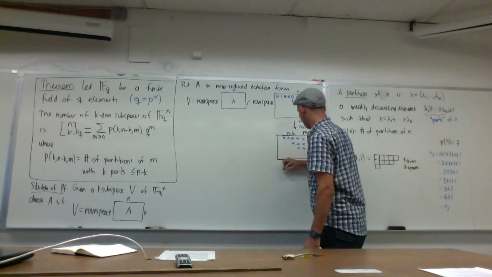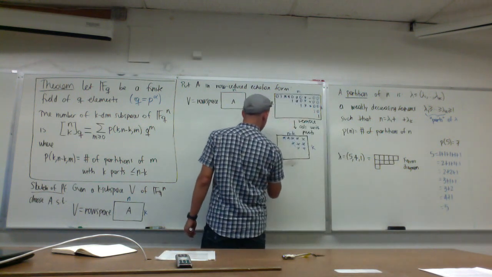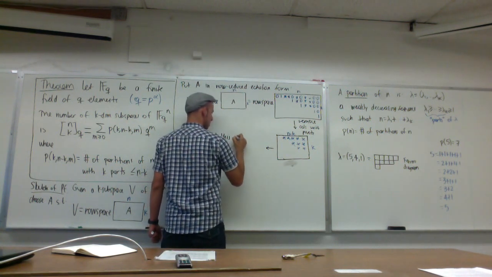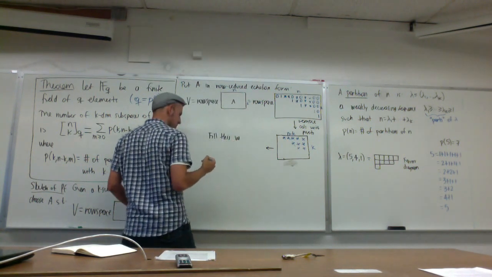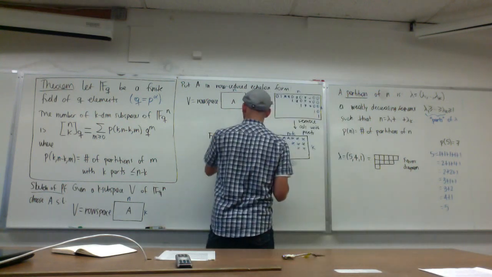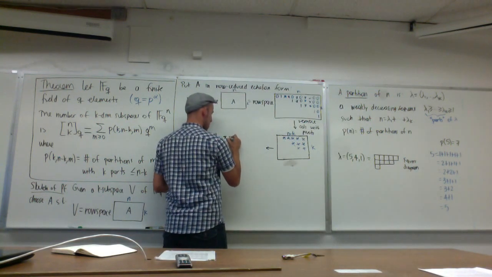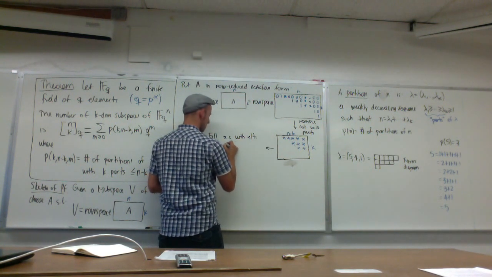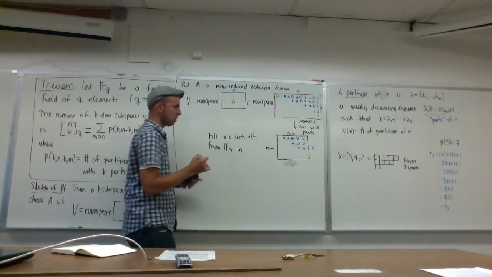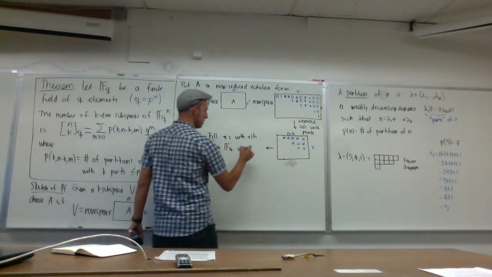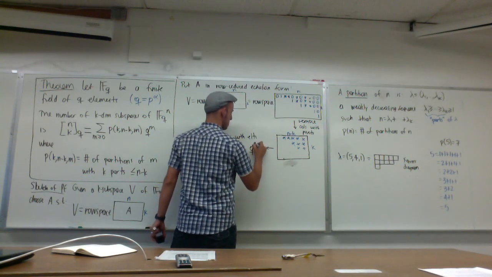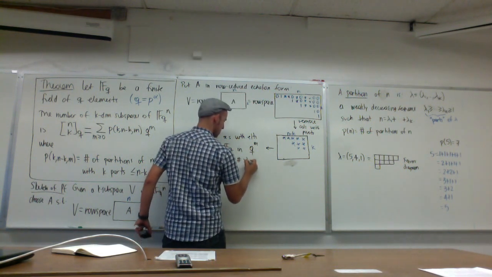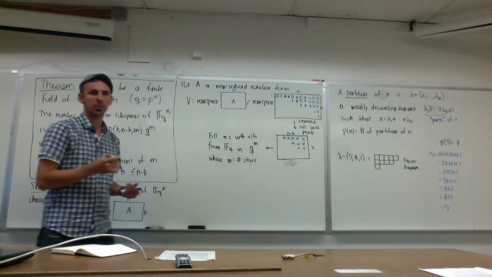So I can fill this, so fill the stars with elements from my field, my finite field. How many ways are there of doing that? Well, q to the however many stars I have. q to the n, where there are n stars. Okay.